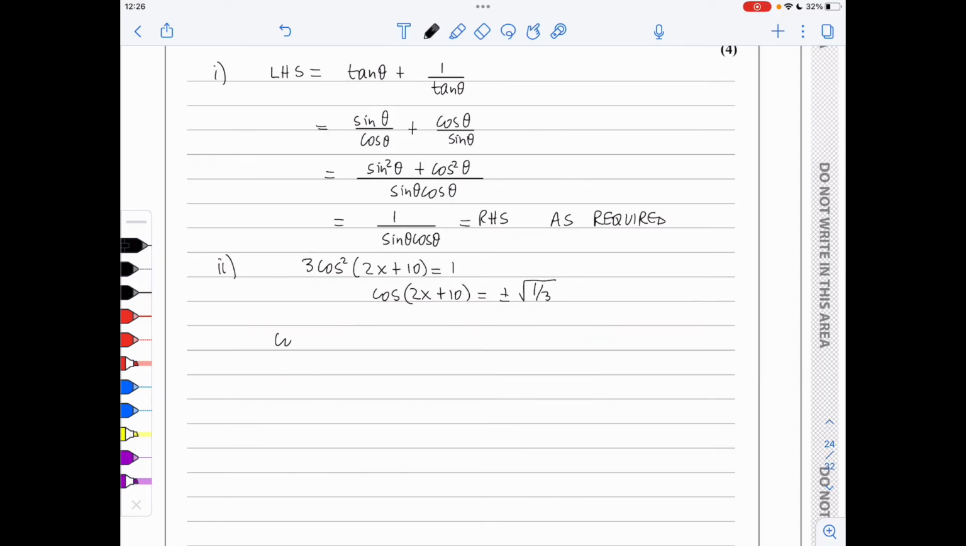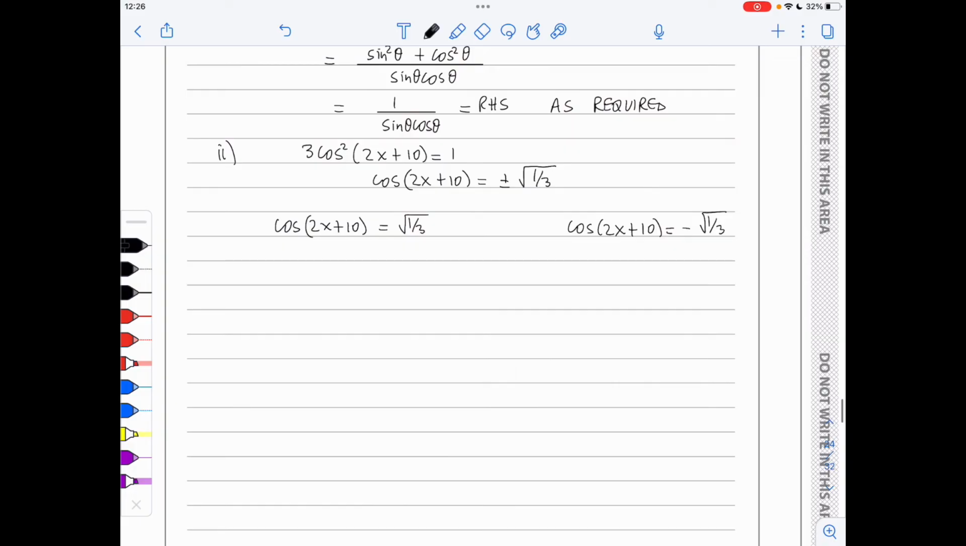So we've got cos of 2x plus 10 is the square root of 1 over 3, or cos of 2x plus 10 is minus the square root of 1 over 3. These will give me two principal values. The first principal value is 54.7356, which means that 2x plus 10 is plus minus 54.7356 plus 360k. I will split this into two, one for the positive, one for the negative.